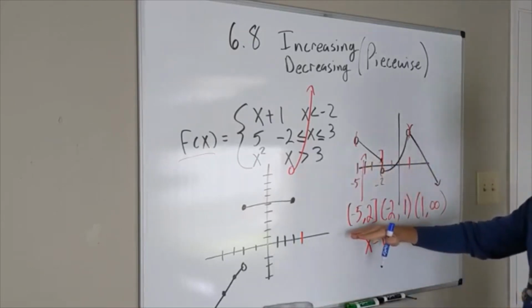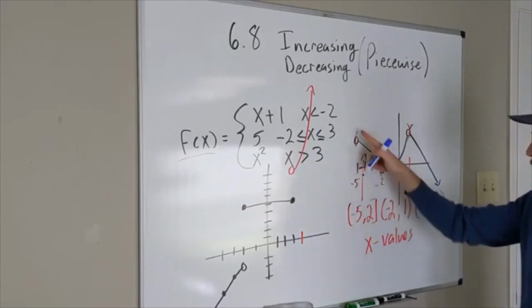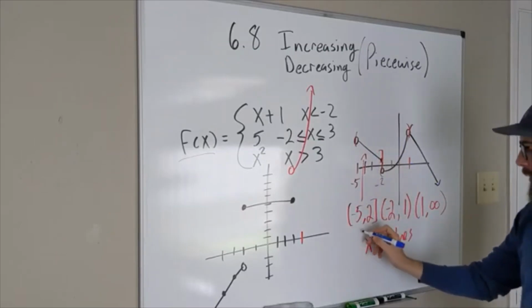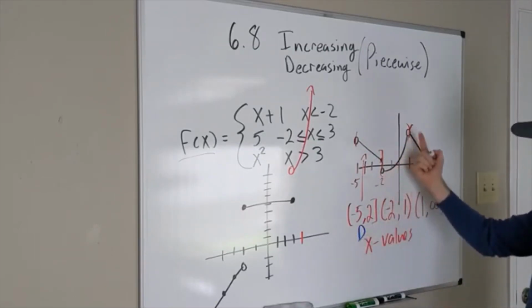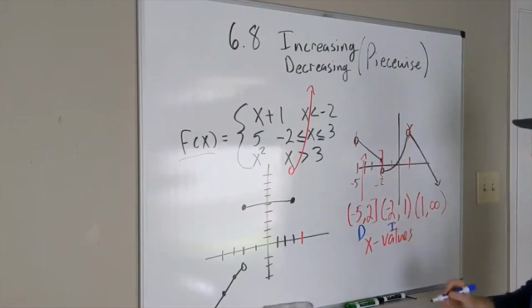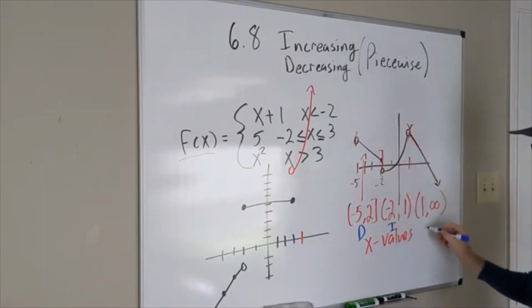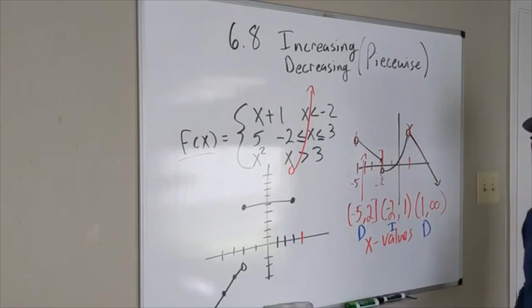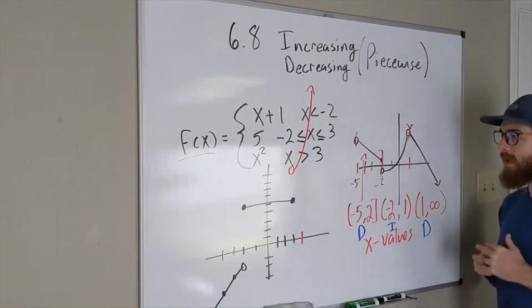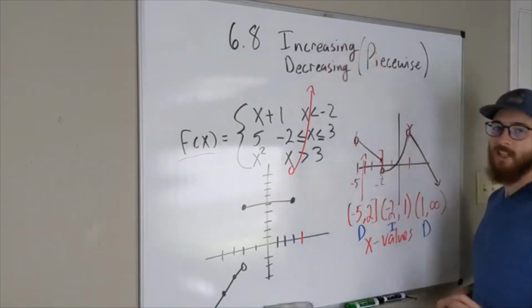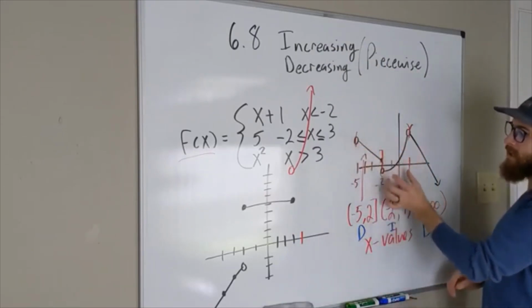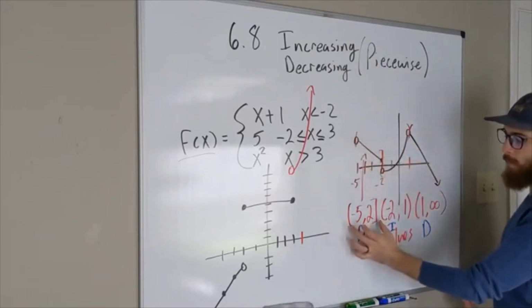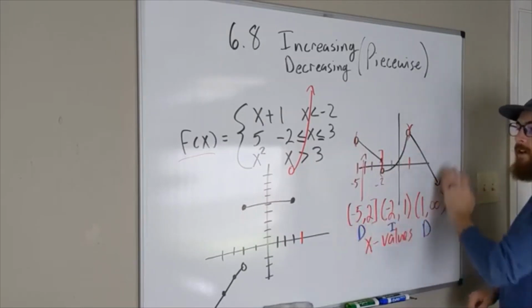Does y increase or decrease from negative 5 to 2? Well, y is moving down, so it decreases. Y is moving up, so it increases. Y is moving down, so it decreases. And this is how we can combine the idea of increasing and decreasing with piecewise functions: by looking at each individual piece and asking ourselves where it is decreasing or increasing on the graph.